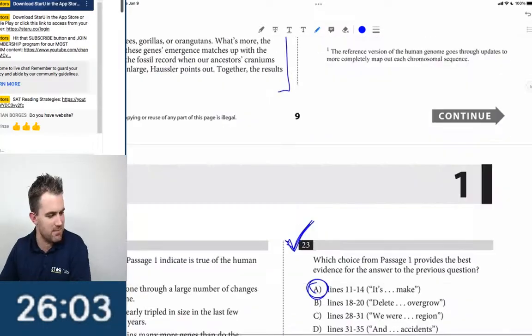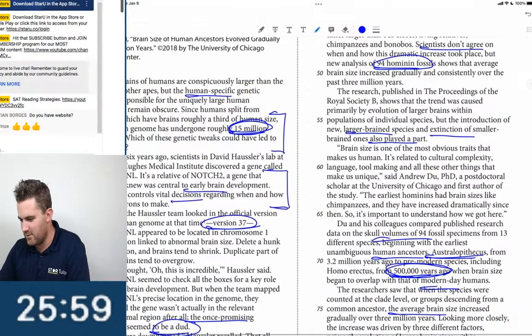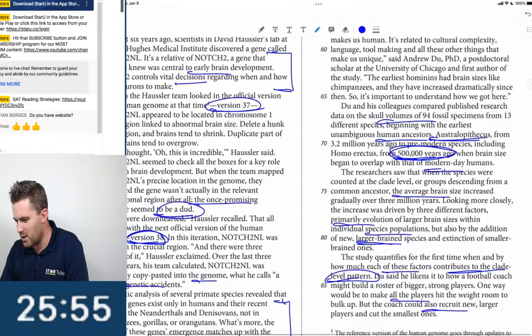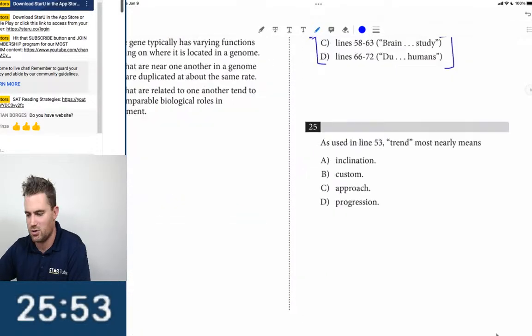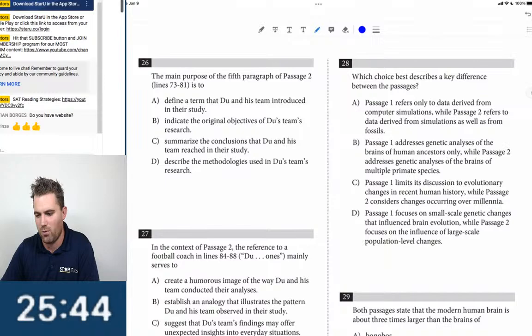So let's see. 25 asks us about 53. Trend in 53 shows that the trend was caused, right? So trend, I think in that case, is just the typical idea of trend, the progression. Everybody see that, right? If you start to define the word before, that seems like a pretty straightforward one.